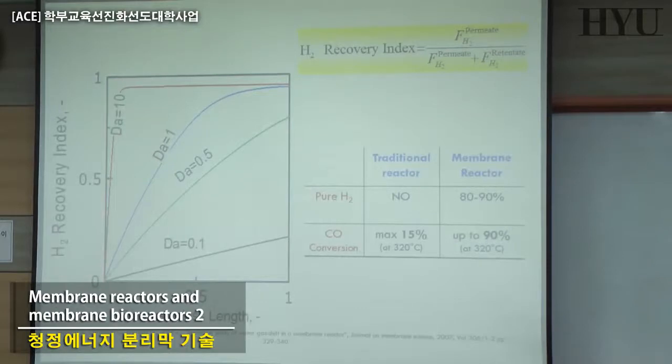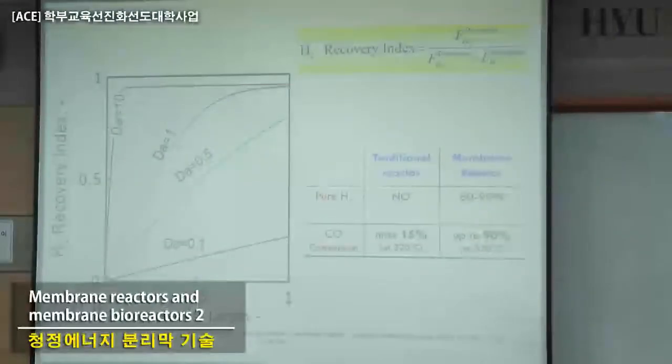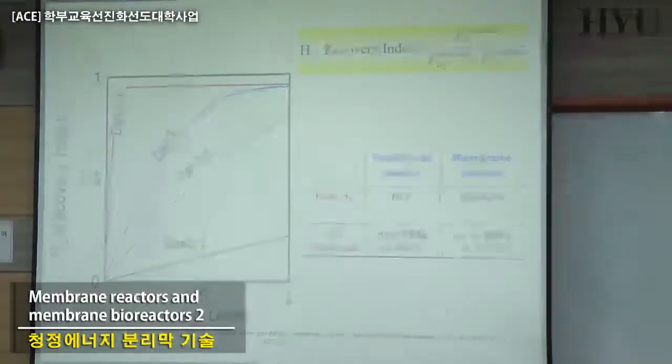Recovery index for hydrogen is also interesting. Again, 0, 0.5, 1 in dimensionless length, and you can see here for different Damköhler numbers what is happening in a membrane reactor.